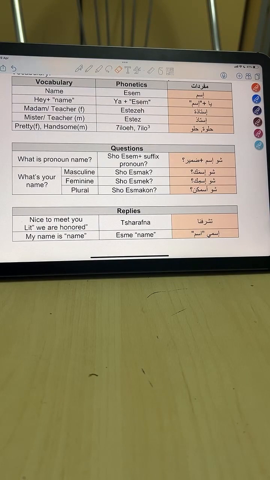What's your name? For plural, shu asmekun or shu asamikun or shu ismkun. All of them are accepted.